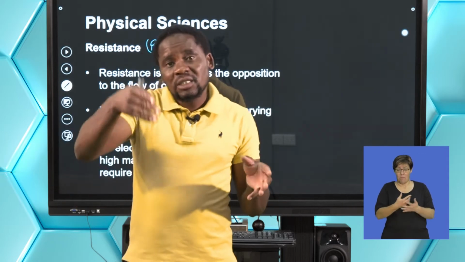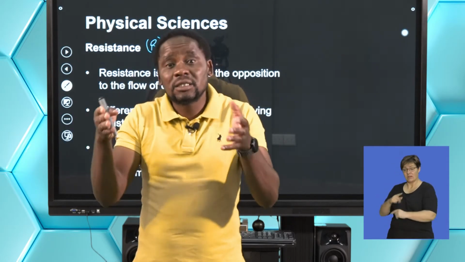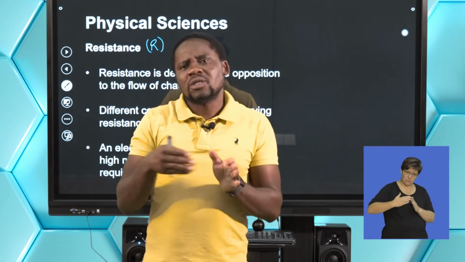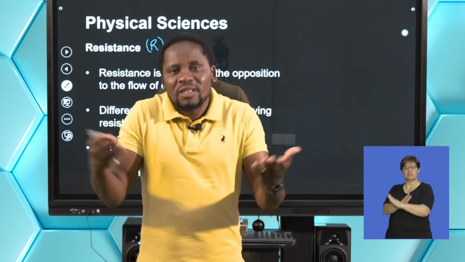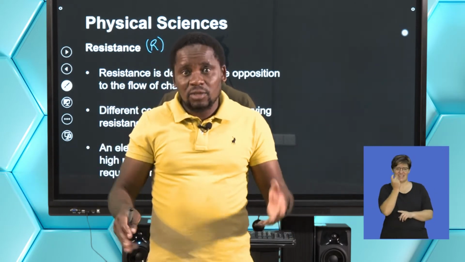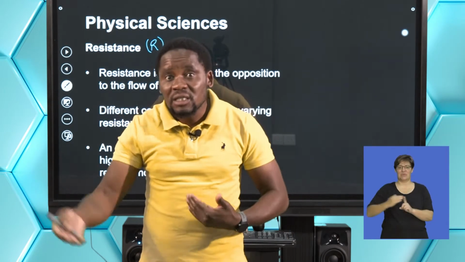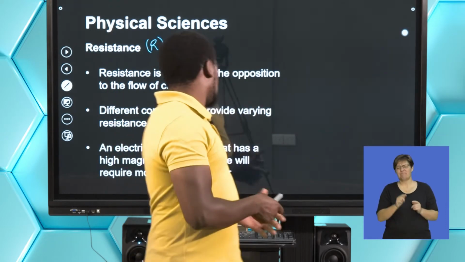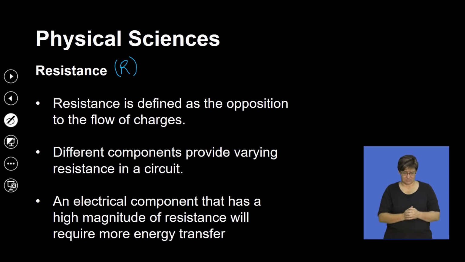So the greater the resistance, the greater the extent of opposition to the flow of current. The easier the current flows, the lesser the opposition, the lower the resistance. These are some of the logical deductions that we need to think about. That's resistance as per the definition in the examination guidelines. Different components, electrical devices, provide varying resistance in a circuit.